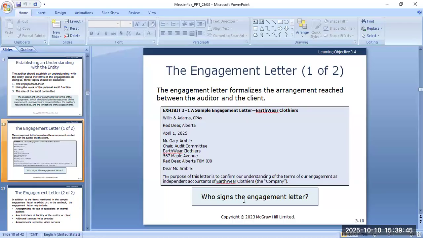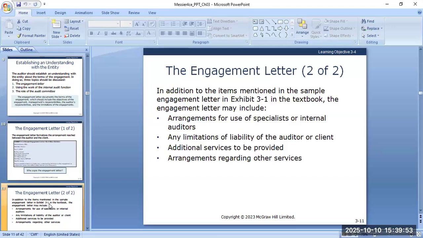Now, who signs the engagement letter? That will usually be the owner, or the principals of the audit company, the company that is doing the audit. The engagement letter, in addition to the terms mentioned in the sample engagement letter. That's why it's important for you to have the textbook, because in the textbook you're going to see Exhibit 3.1, the sample of the engagement letter.